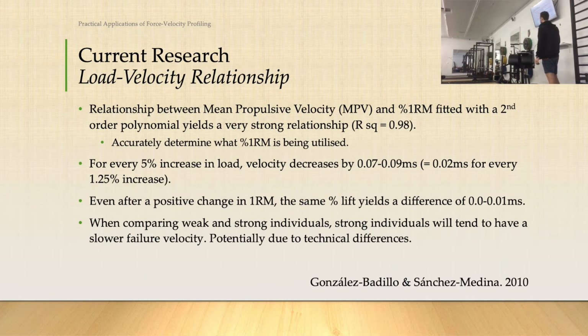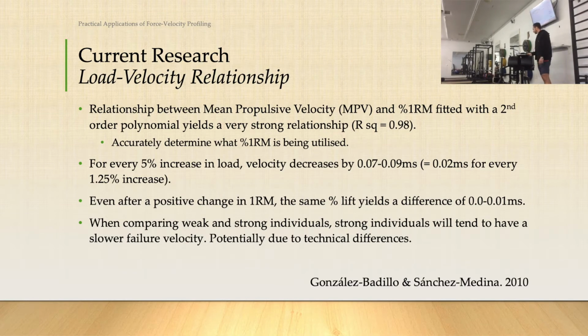And even after a positive change in 1RM, the same percent lift yields a difference of only 0.0 to 0.01, so basically nothing. When you're comparing weak and strong individuals, they tend to have a slower failure velocity, and this is potentially due to technical differences in the movement.